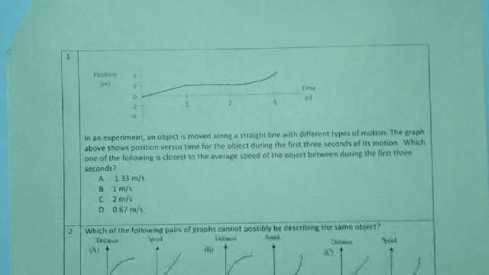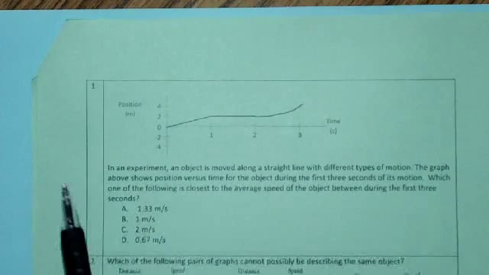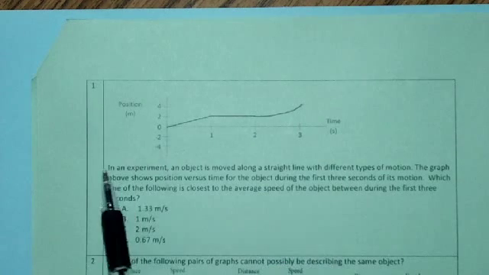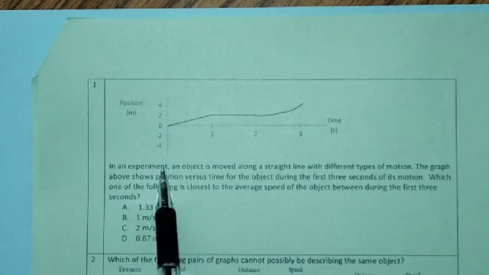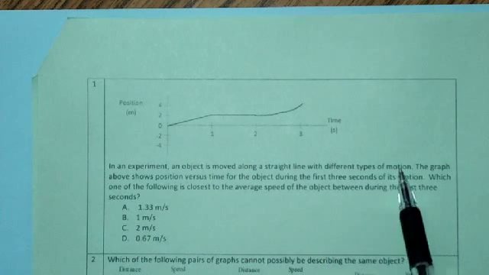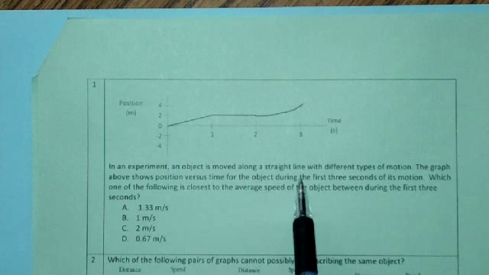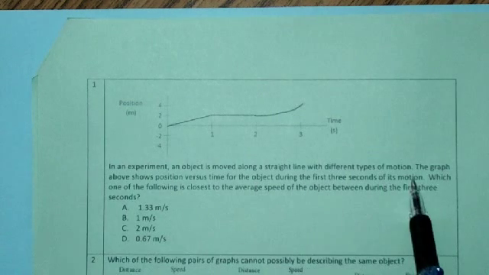Alright, this is the test correction video for the green test. So, starting with number 1, we have a position time graph, and it says, in an experiment, an object is moved along a straight line with different types of motion. The graph above shows position versus time for the object during the first 3 seconds of its motion.